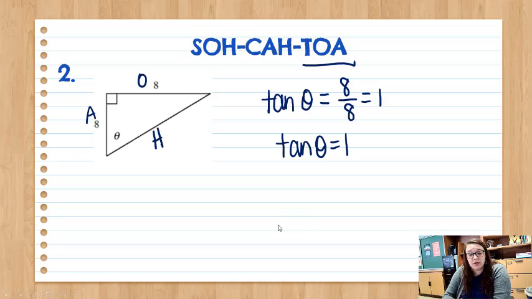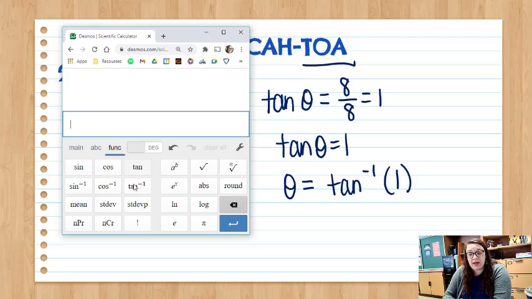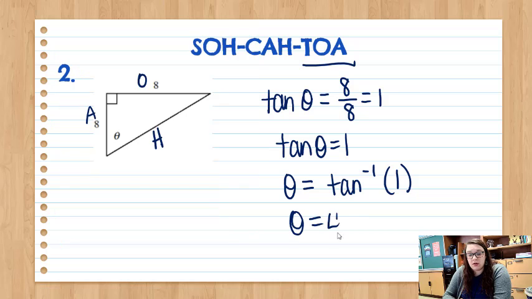To get theta by itself, which is what I'm solving for, I'll inverse tangent both sides. So I've got theta by itself on the left, and I have inverse tangent of 1 on the right. Let's put that in our calculator. Inverse tangent of 1 is 45 degrees. So theta equals 45 degrees. I want you to notice, by the way, since this was an isosceles triangle, each of these will be 45. Something to notice as a shortcut.